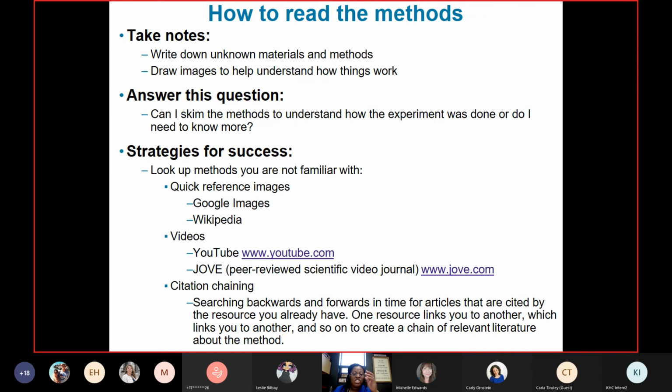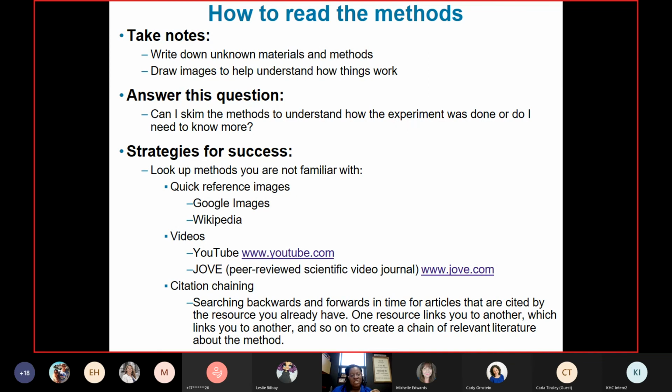And then there's something called JoVE. Probably the public doesn't know what JoVE is, but these are peer-reviewed scientific video journals. So if you go to jove.com, you can type your method in there. You'll actually even see scientists performing that particular experiment, and that will help you get a better understanding of what's happening in the research article.